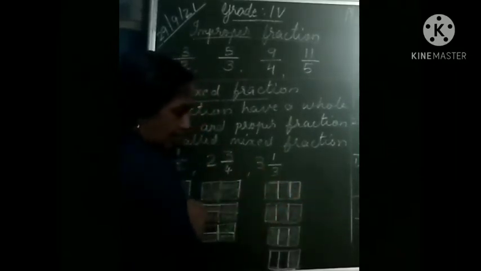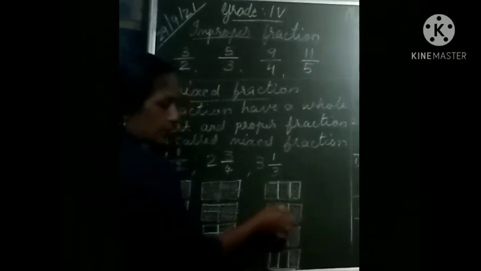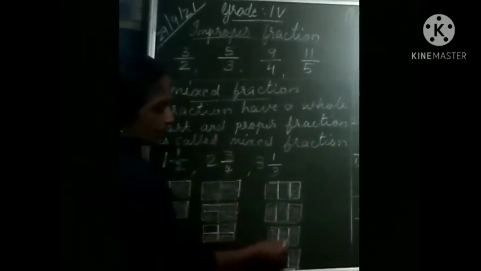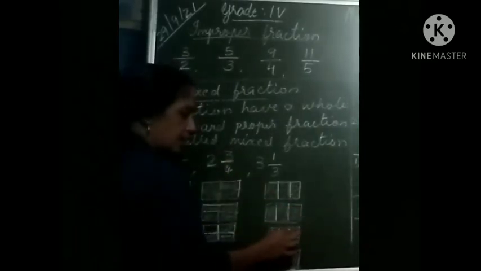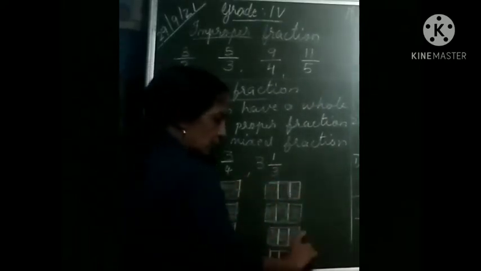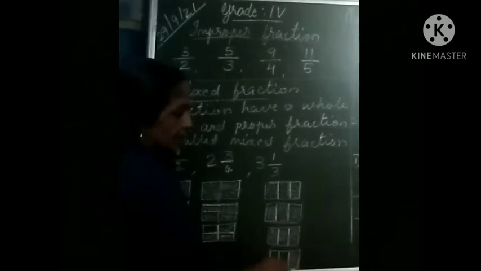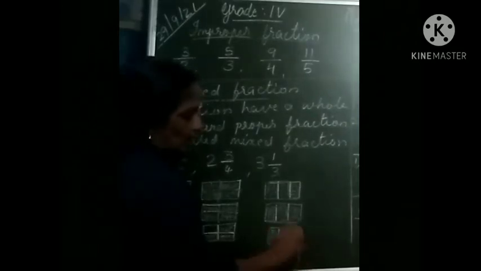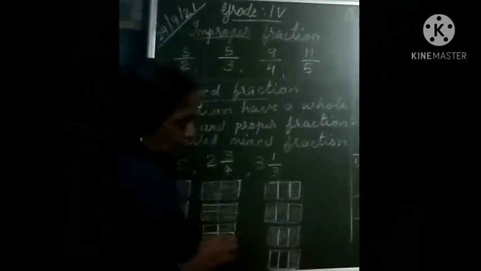Then I take the second halwa, I cut it into 3 pieces, and I take that also. Then the third halwa, I cut it, again take 3 pieces. Then 3 halwas are finished. Then I take a fourth halwa and again cut it into 3 pieces and I take only 1. 2 pieces are left.